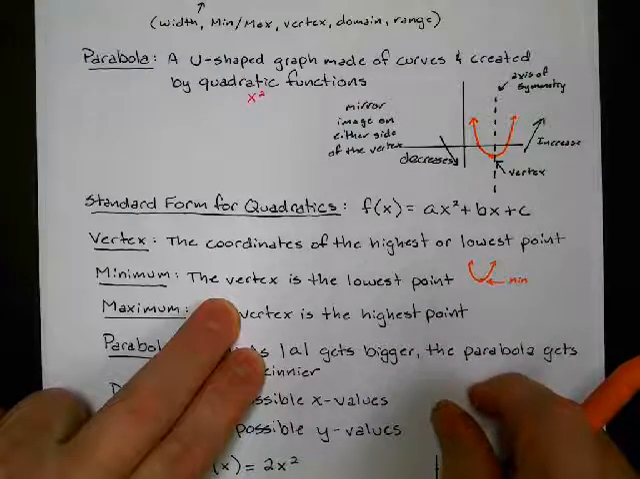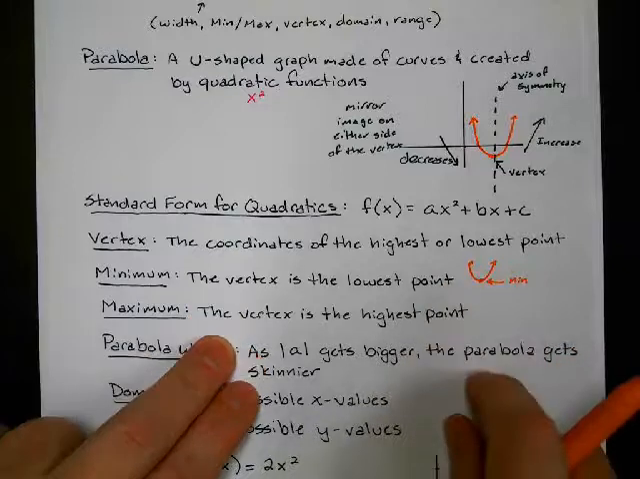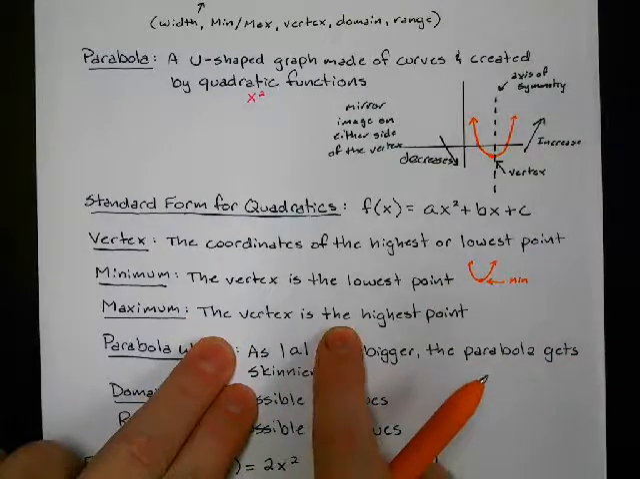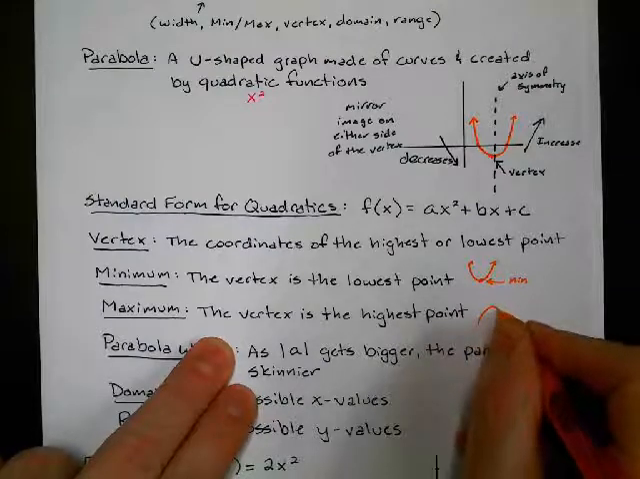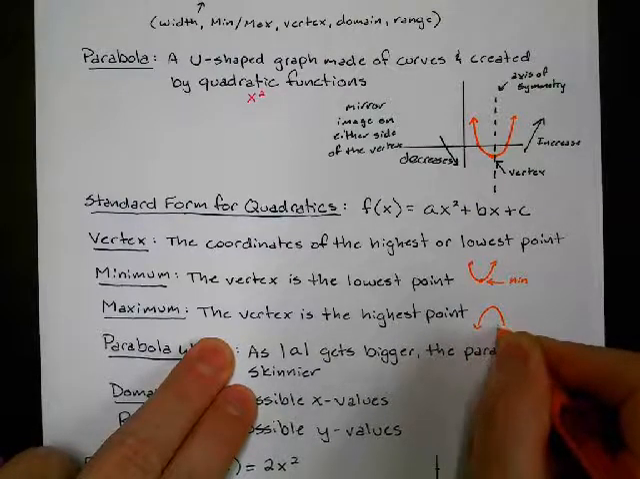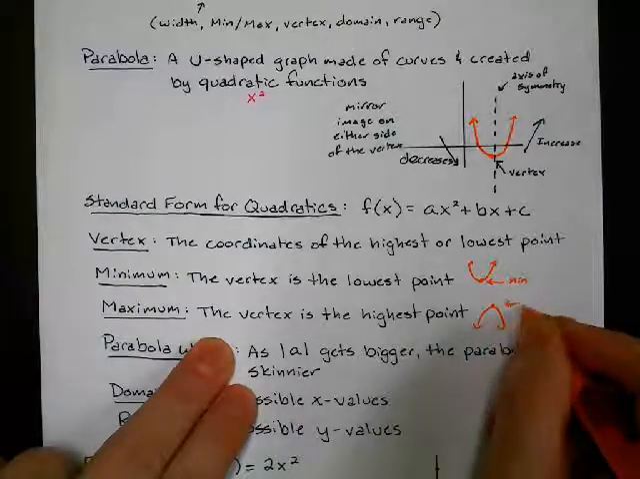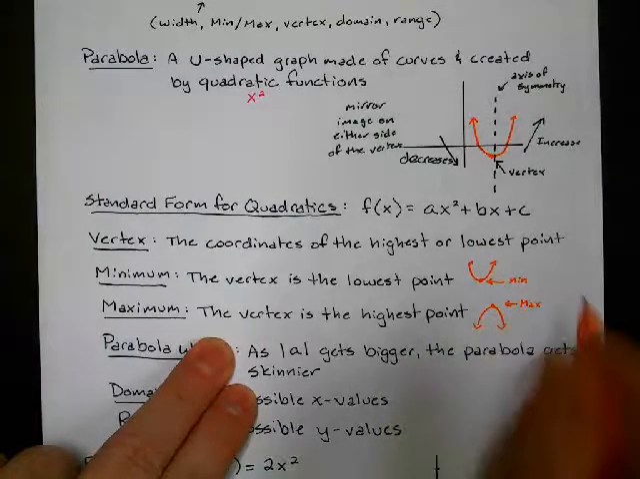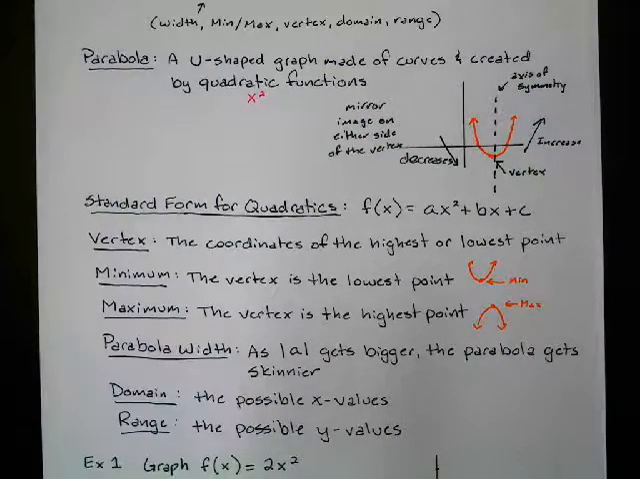Now, our parabolas do not have to always face up like a smiley face. We can have a maximum where the vertex is the highest point instead. So if our parabola faces down, like a frown face, then our vertex would be a maximum instead. So minimum and maximum are both the vertex, except the minimum is when the vertex is the lowest point, and a maximum is when the vertex is the highest point.